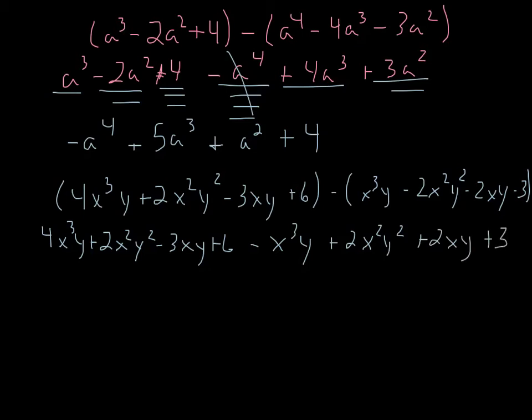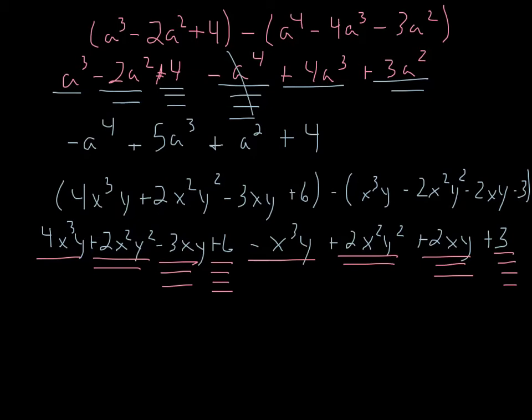Okay? Now we can combine like terms. x cubed y's, we have x squared y squareds, we have some xy's, and we have some constants. Okay, now we combine them. So 4x cubed y minus an x cubed y, that's going to give us 3x cubed y. Plus 2 and a plus 2, that gives us plus 4x squared y squared. Negative 3 and a positive 2, that's just negative xy. And 6 and 3 is 9. And you are done. That's it.